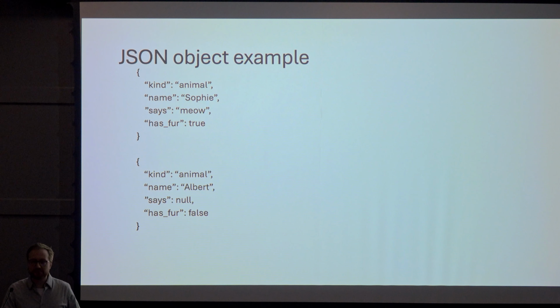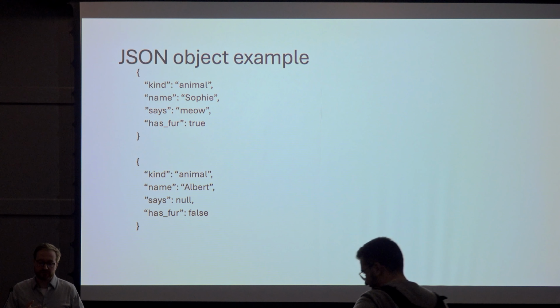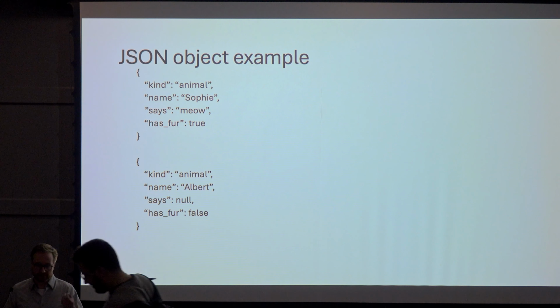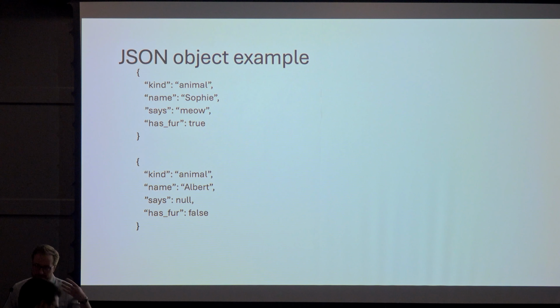So, for example, a simple example, right? We have a list of objects with a predefined set of fields. There's what kind of object it is. Here, for example, it's an animal. There is a name of the object. In this particular business process, it's irrelevant. Let's say it also signifies what sound it makes and if it has any fur, right?